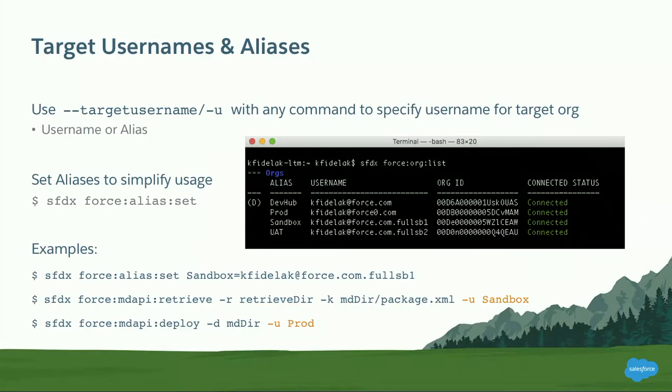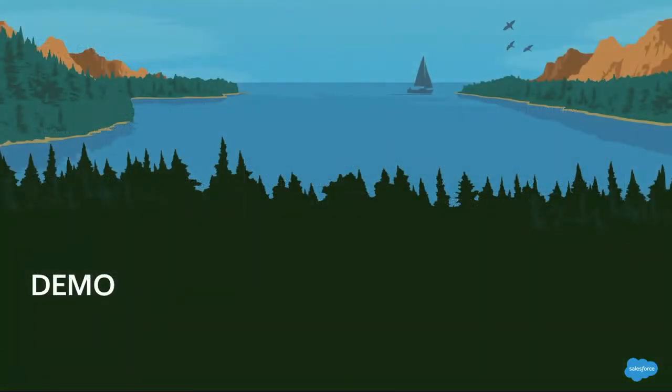The other thing I want to show here is this org list. This lists all of the connected orgs with the aliases listed, as well as the username and org IDs. Okay. All right, so I'm going to do a quick demo here.